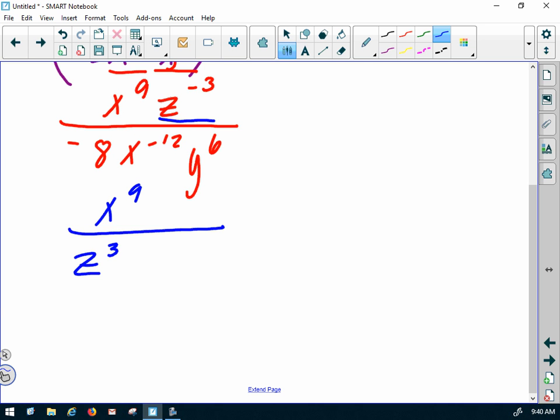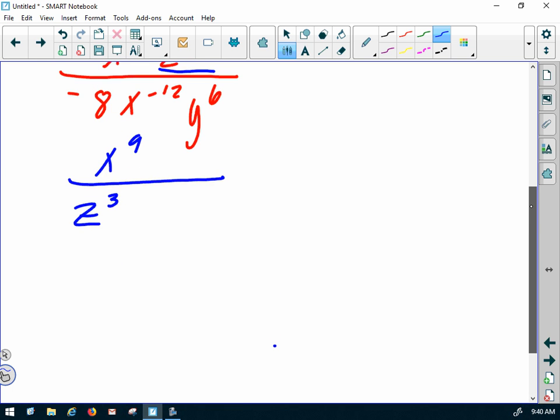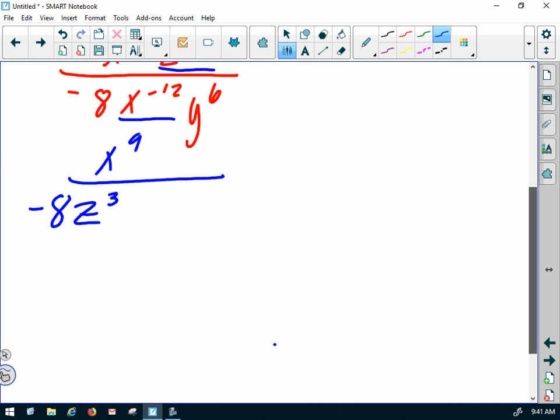Now let's look at the bottom. We have to decide, are the things in the bottom happy where they are, or are they unhappy where they are? X to the negative 12 is not happy. Is the negative 8 happy? Yep. He's going to stay there. And the y to the 6 can stay there. He's happy. The x to the negative 12 stomped upstairs.